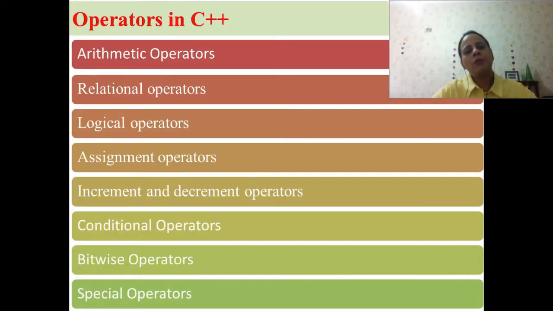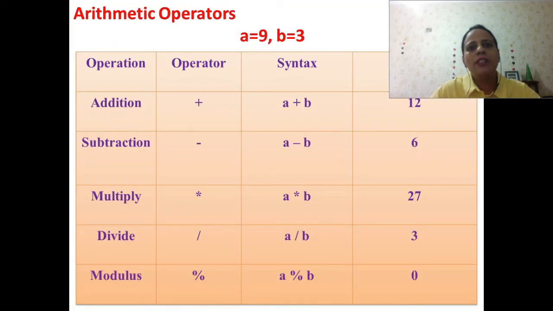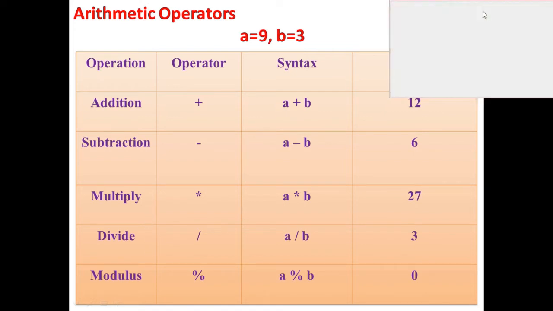In C++, we have the following types of operators: arithmetic operator, relational operator, logical operator, assignment operator, increment and decrement operator, conditional operator, bitwise operator, and some special operators. One by one we will be discussing all types of operators and how we perform operations using them. So first let's discuss the arithmetic operators. We have basically 5 types of arithmetic operators in C++.